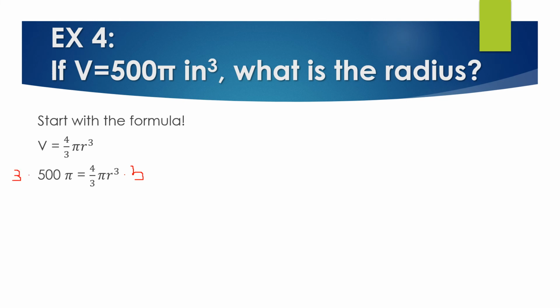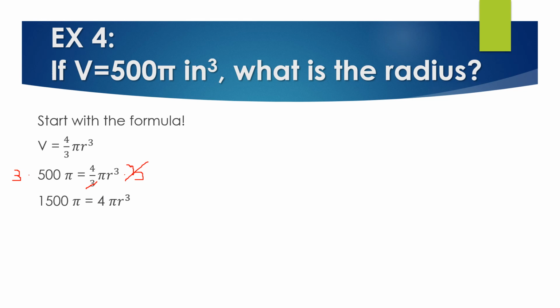So I'm going to multiply both sides by 3. Sorry, that 3 looks kind of weird. And that makes the 3 on the bottom cancel out over here, right? 3 divided by 3 is 1. But then 3 times 500 gives me 1500 on this side. And then of course I still have a pi here, and then I still have 4 pi r cubed on this side.